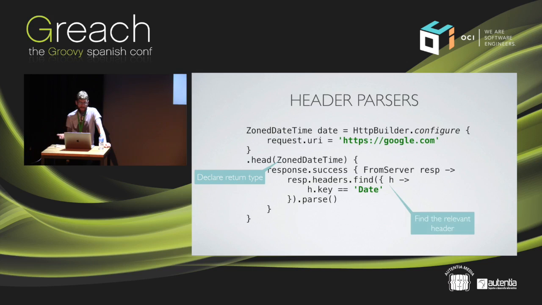First, I find the relevant header. This time I'm interested in the header which gives me the date. And once I have the header object itself, I just call parse, and I've got a date. It's as simple as that, really. So you'll notice that the methods can accept either the value object, which can be returned, so you can do typed coding with it, and it also accepts the configuration closure as well.